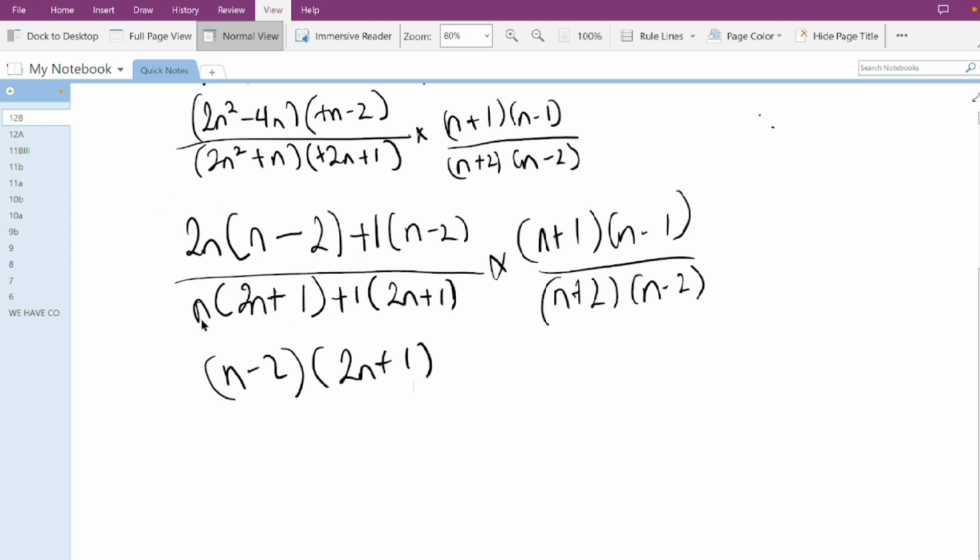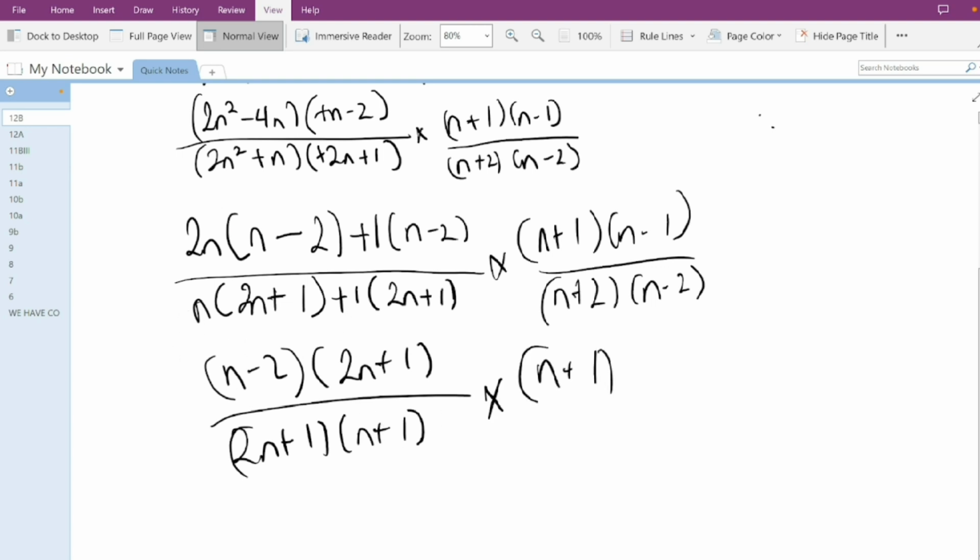Same applies to the denominator. Since they are the same, you pick one of them and put it in one bracket, then this n plus 1 in the second bracket. So we have it as 2n plus 1. You pick one of them, then you have n plus 1, close bracket. So you have this n plus this one joined together, times n plus 1, n minus 1 over n plus 2, n minus 2, close bracket.